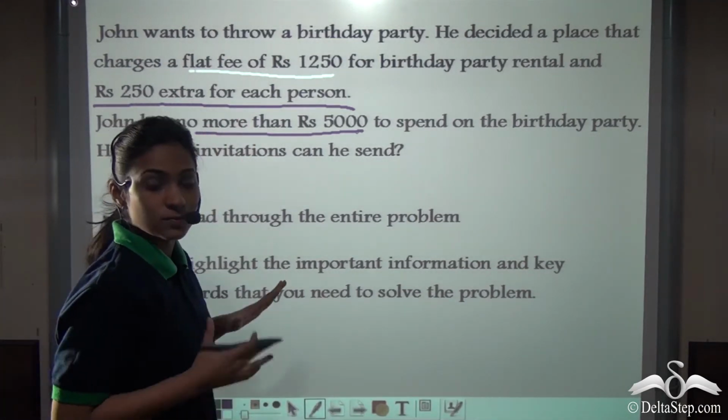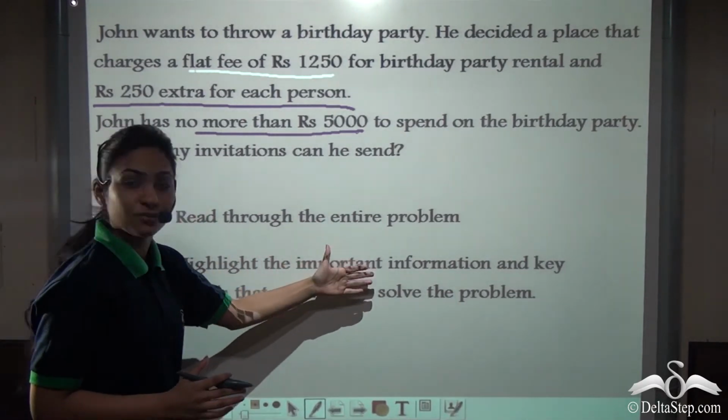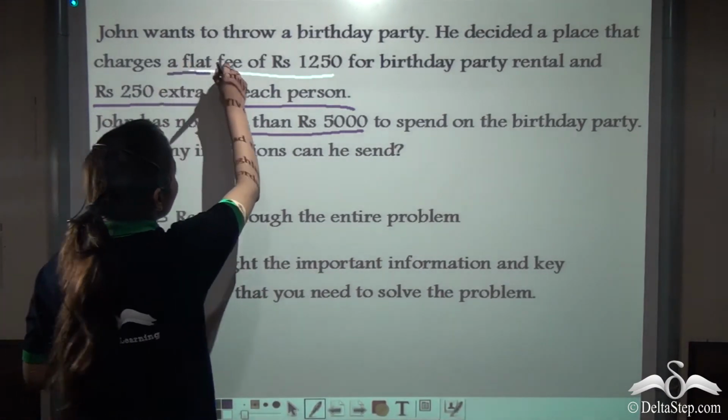Whenever you have such problems, first of all, read through the entire problem and highlight the important information and keywords that you need to solve the problem. Here I have highlighted it for you.